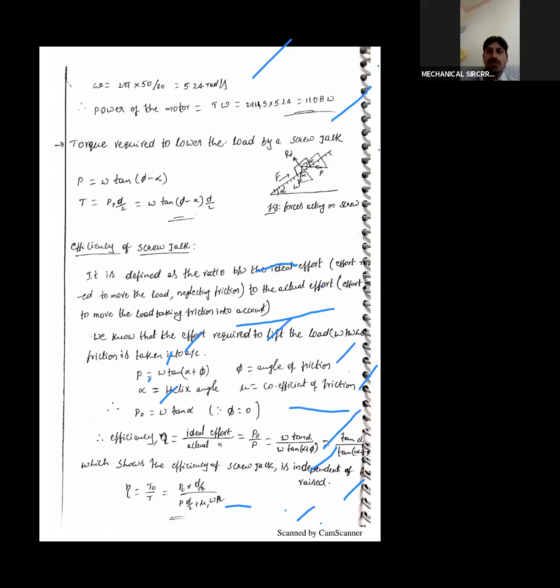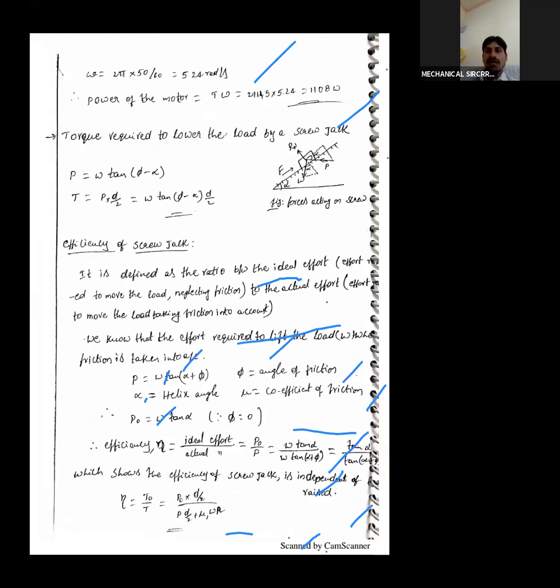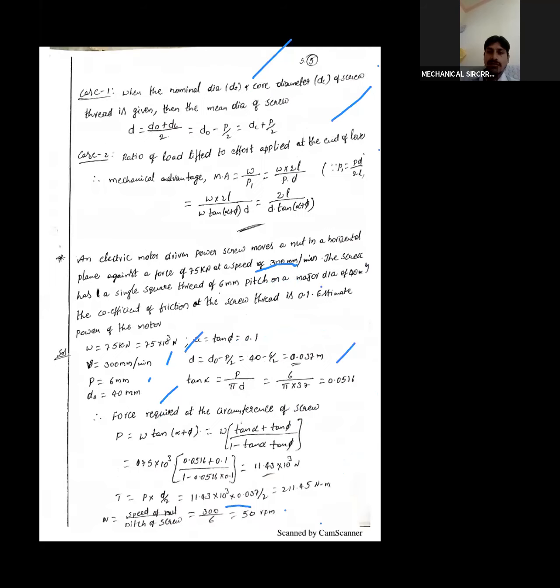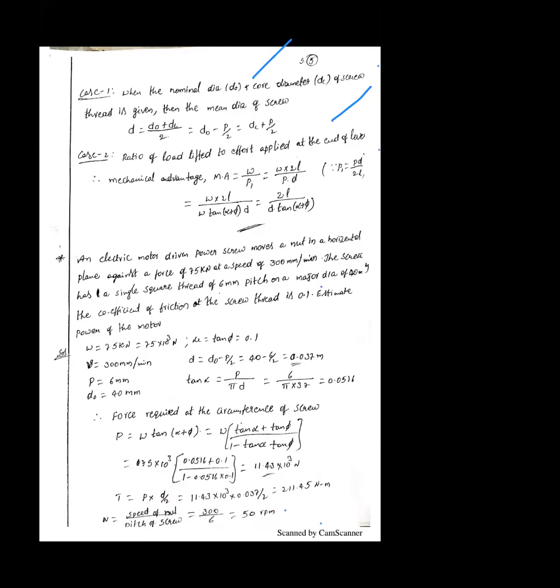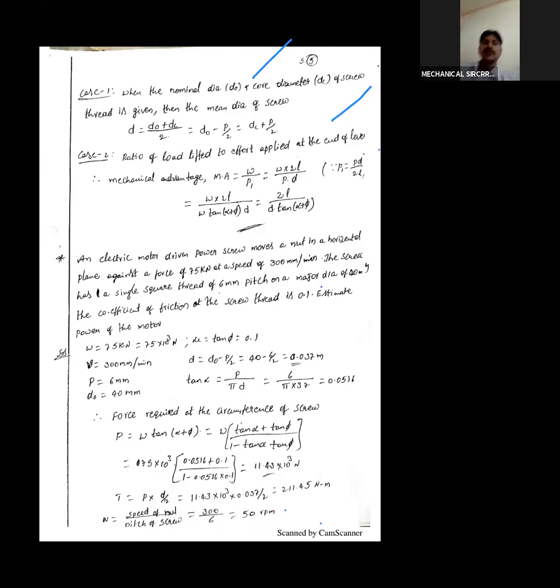All of you copy this problem. Directly write the given values, the values to be determined, our solution, our results, and the formulas.